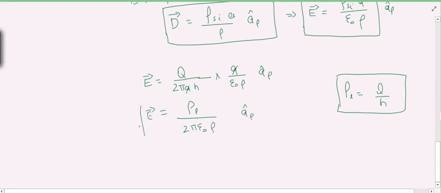So if you remember, what is this relation? This relation is for the electric field due to an infinite line charge. So you can also relate this coaxial cable with that, if you are considering the Gaussian surface in between the conductors, right?